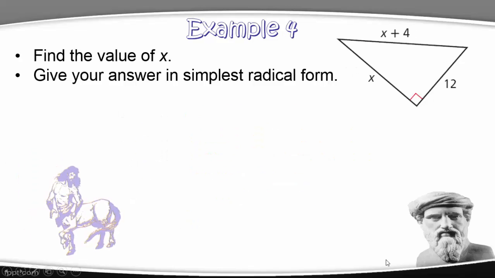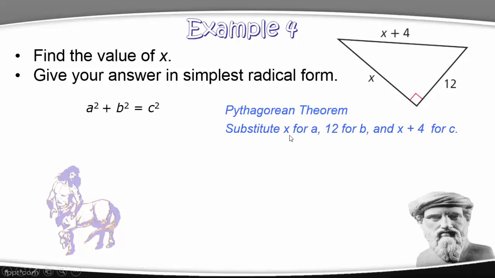In example number 4, again we want to find the value of x, but here x plus 4 is the hypotenuse. Remember, the hypotenuse is what's across from the box here, that means the right angle. So this is going to be the biggest, and these two are the legs. When we substitute it in, we have x for A, 12 for B, and x plus 4 for C.